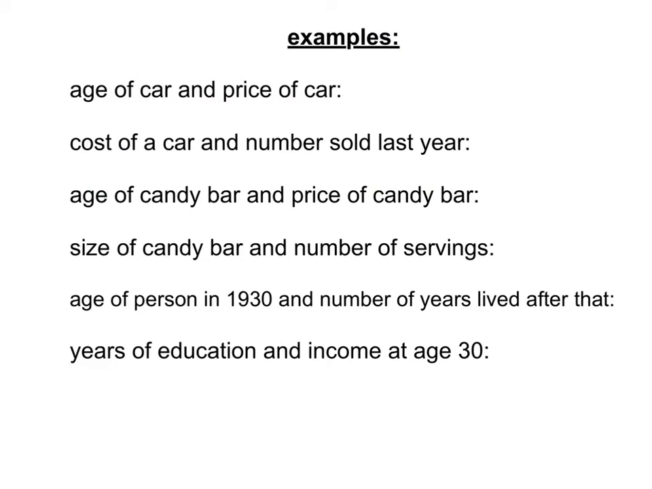So here are 6 examples of data sets that we could put in a scatter plot. And the way I've written these, the input value is always going to go first. So what we're asking is, as cars get older, what generally happens to their price? Does it generally go up, go down, or you really can't tell?